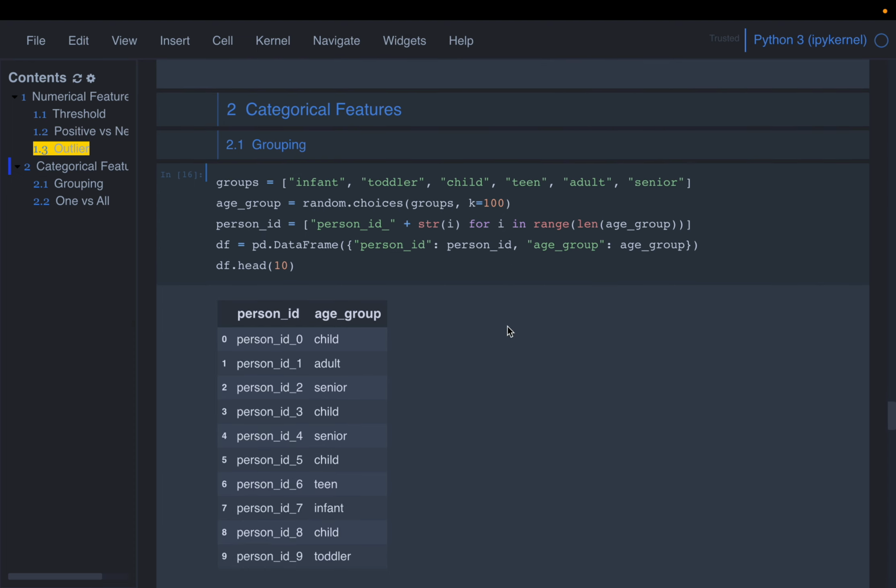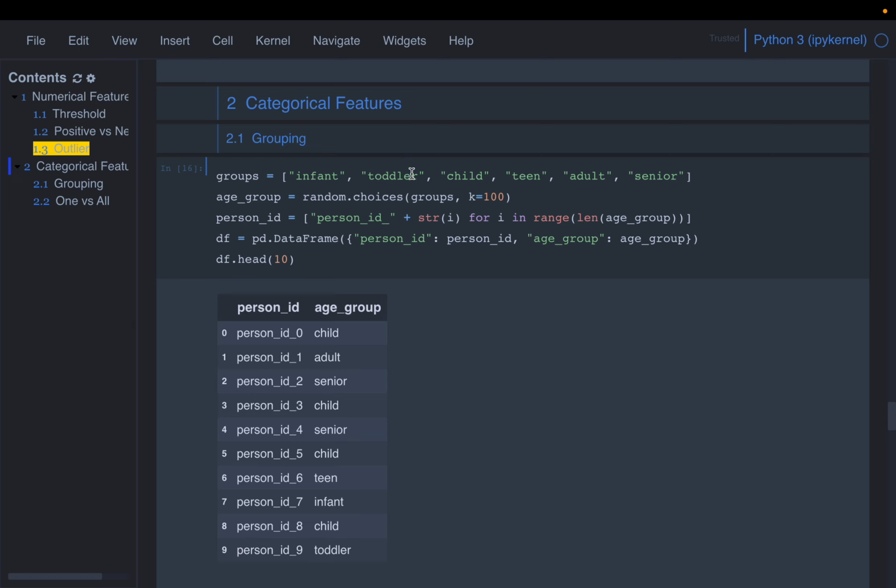Now, let's say we have some customer data. So we have this customer or person ID, and then we have their age group. Now we have infants, toddler, child, teen, adult, seniors, etc. We might be building a model to detect how likely somebody is to get a disease, or how likely somebody is to purchase a product. Depending on the disease or the product we are selling, maybe the seniors are more likely to buy compared to the children, etc.